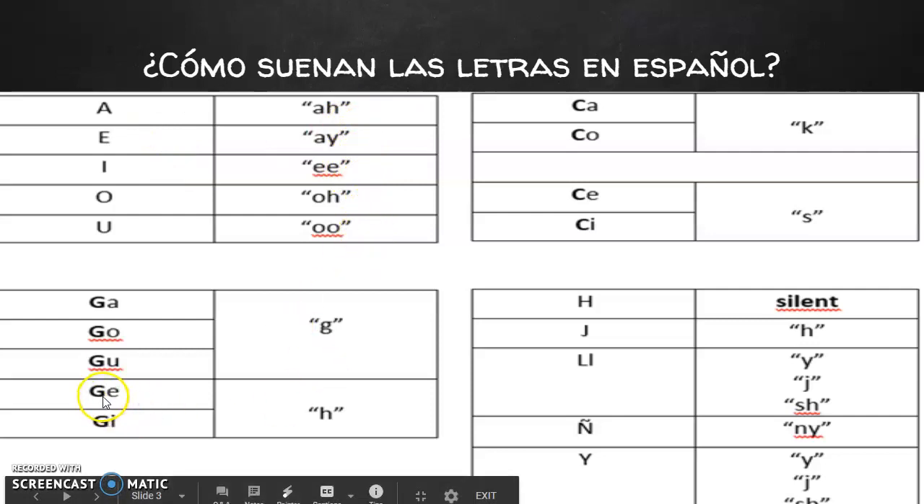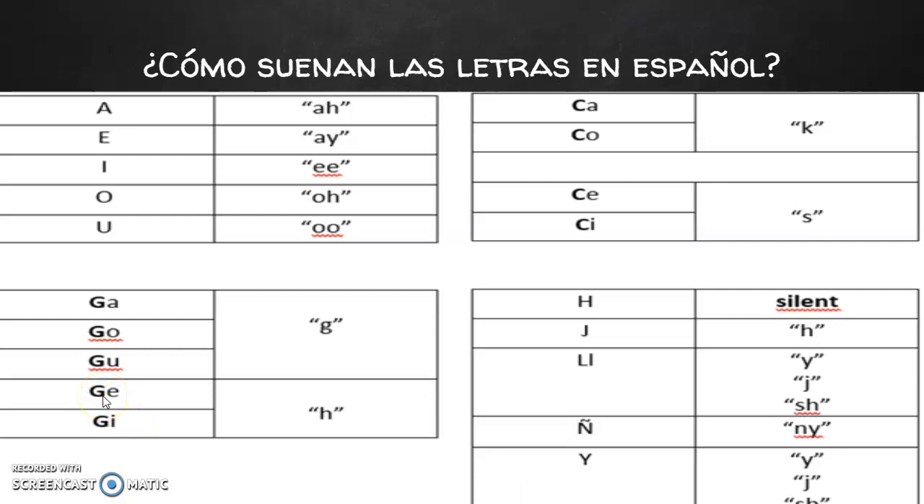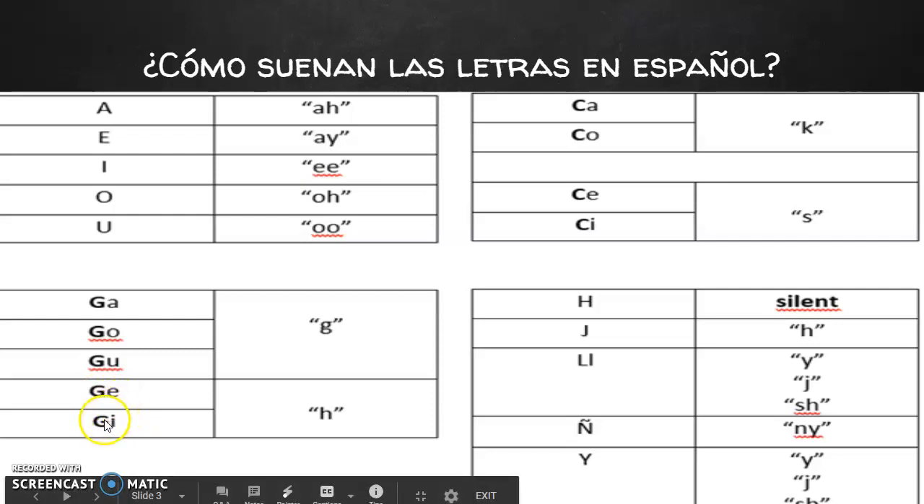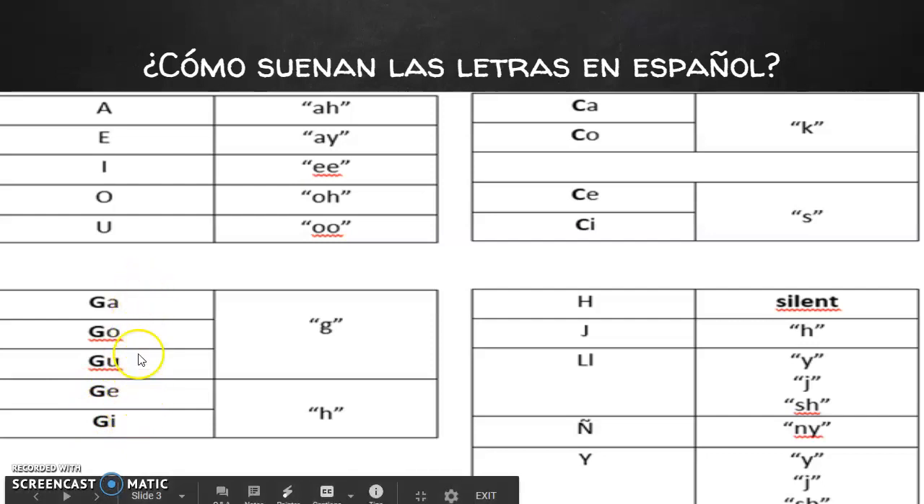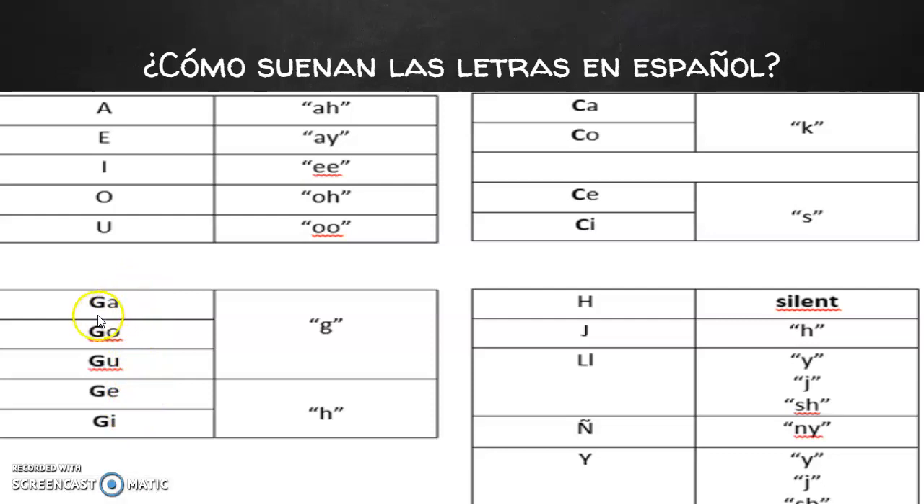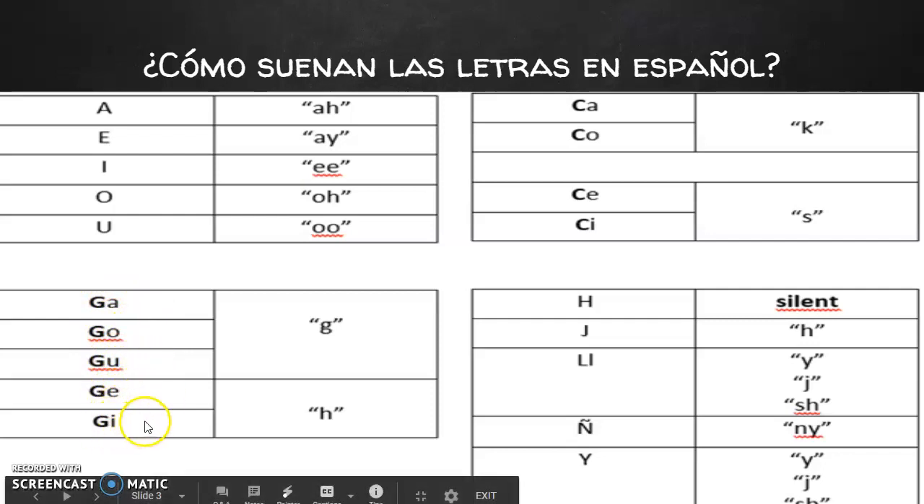Now, the next sound that the letter G can make depends on if it is followed by an E or if it is an I, and if that is the case, it is going to sound like an H. Repitan he, hi. We're going to do this again. He, hi. Wonderful. Now to make sure that we understand the difference, we're going to do all of the G pairings with our vowels. Repitan ga, go, gu, he, hi.